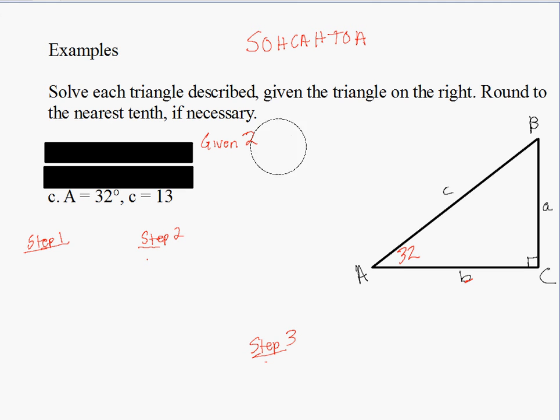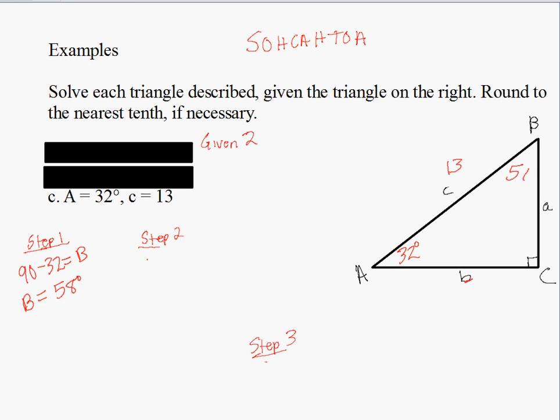Let's see, 32. So that means that we're given two angles. We're given the right angle. We're given 32 degrees. And then we know C is 13. So step 1, 90 minus 32 is equal to B. So B is equal to 58 degrees.